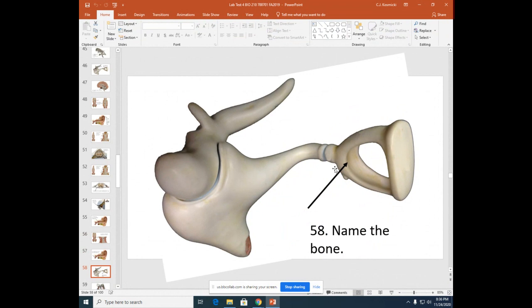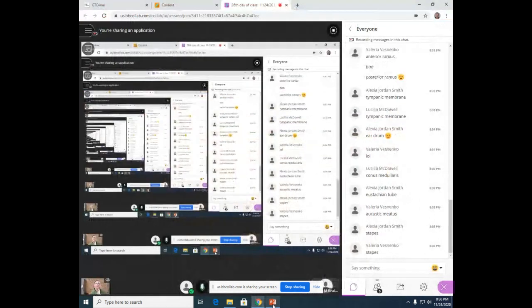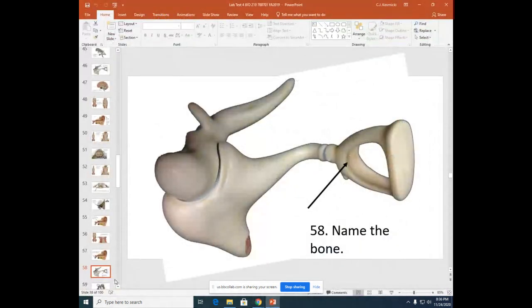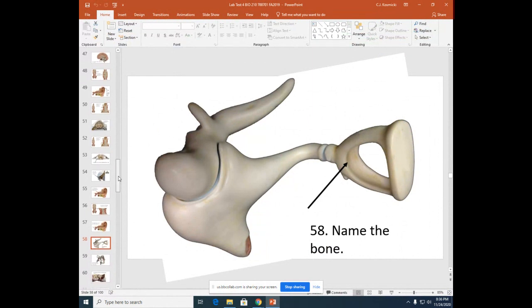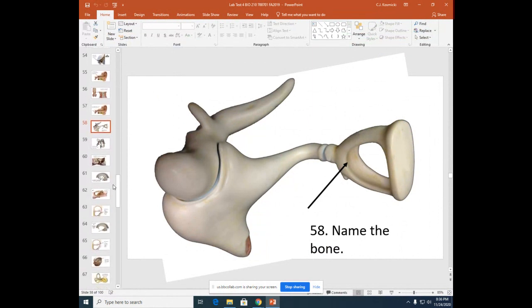Okay. This is the third of the bones. This one's very important because it hooks up against the oval window. It is. Yeah, that's right. It is the smallest bone in the body. It used to be called the stirrup, but now it is called the Stapes. Yep. Very good. Stapes are shorter though. All right, almost done. Let's do two more.